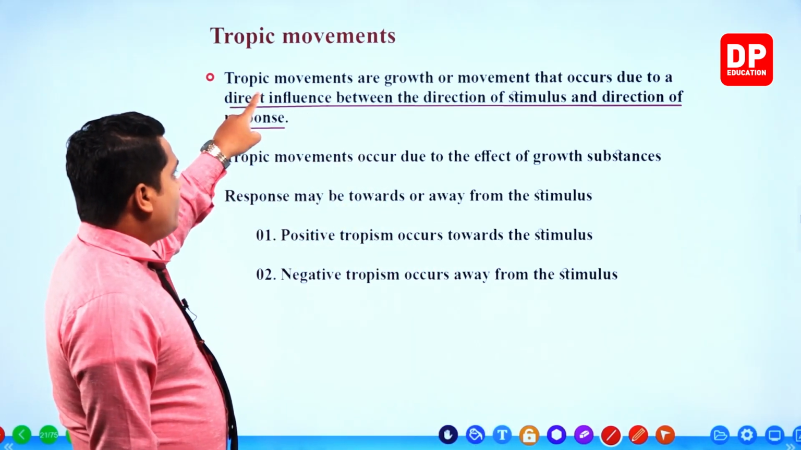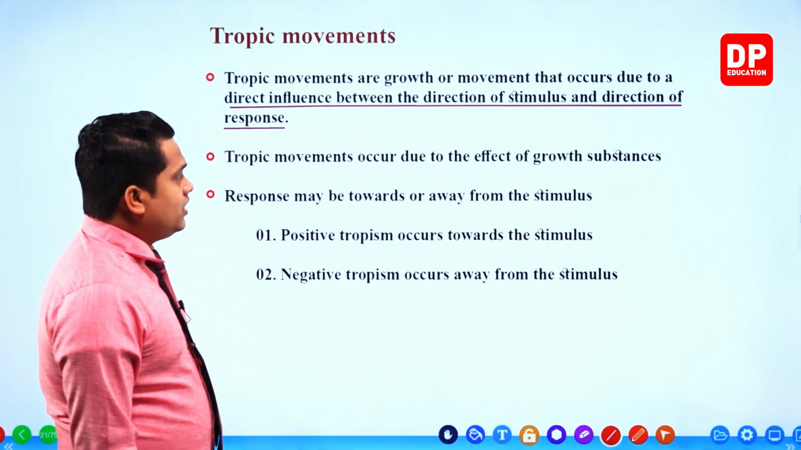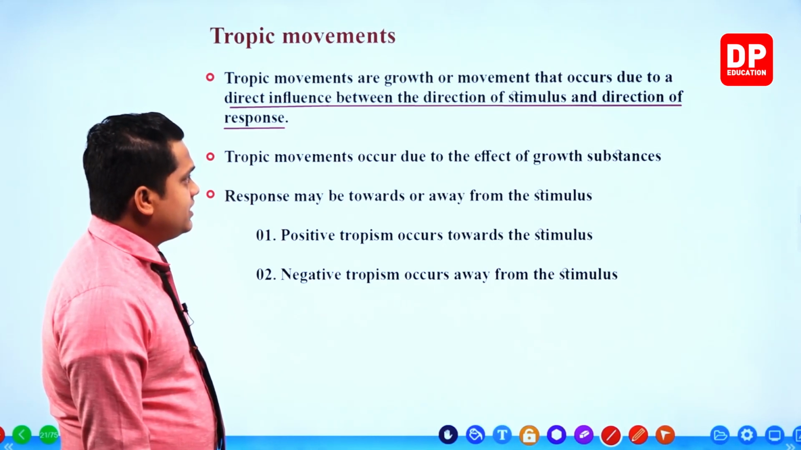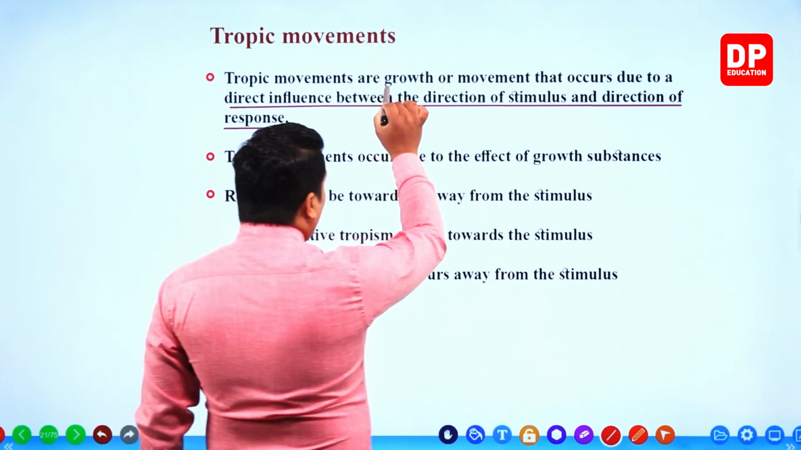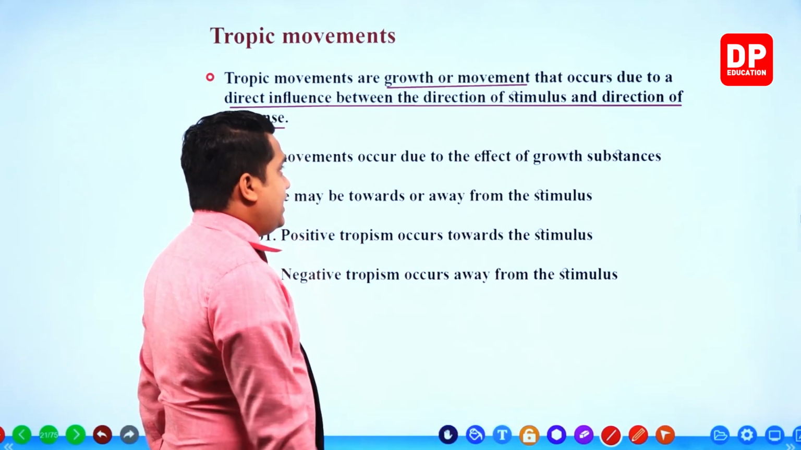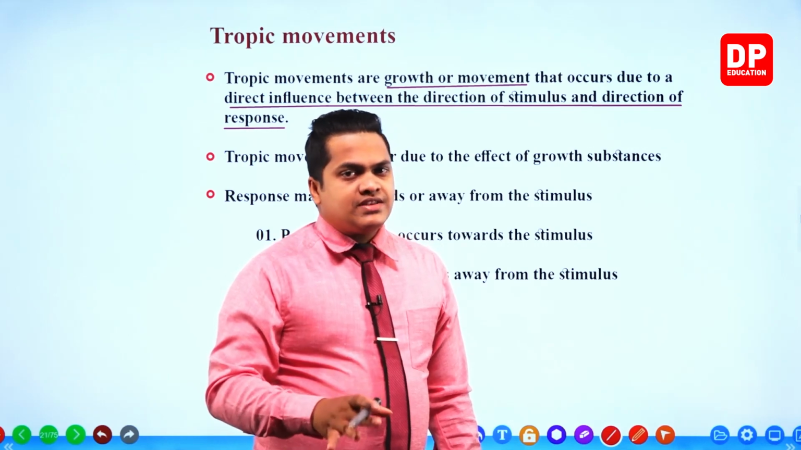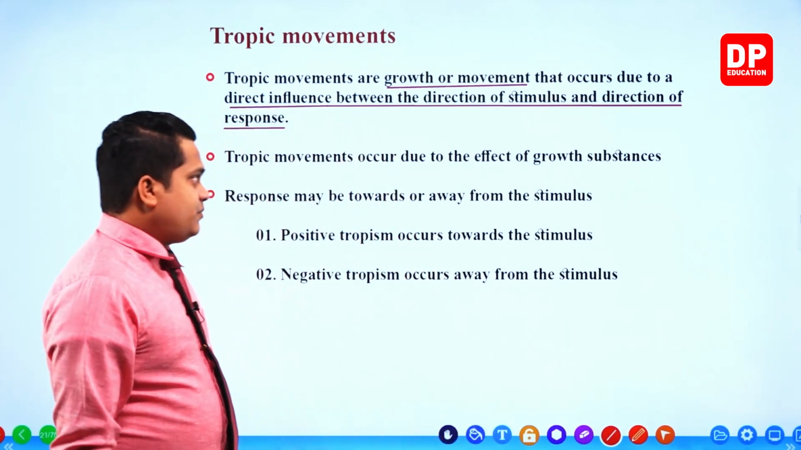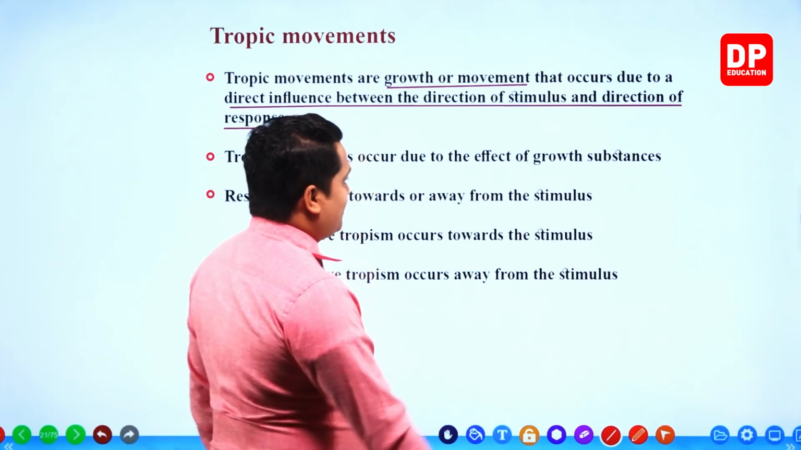Here once again, trophic movements are growth or movements that occur due to a direct influence between the direction of the stimulus and the direction of the response. So it can be a growth or else a movement. It can be a growth of a certain part or else a movement of a certain part. Both things are correct. Then the next point given: trophic movements occur due to the effect of growth substances.